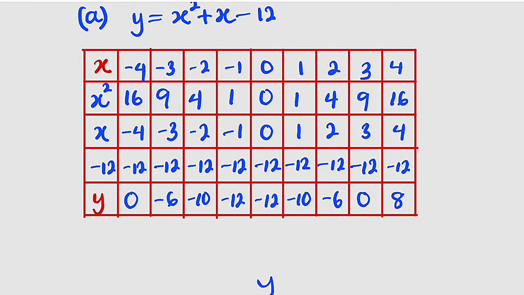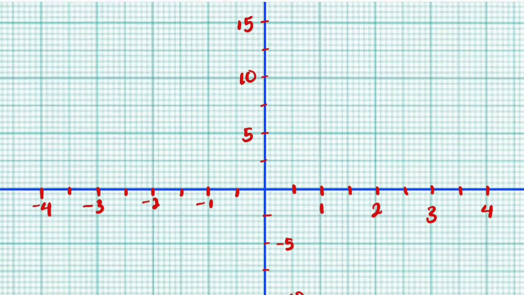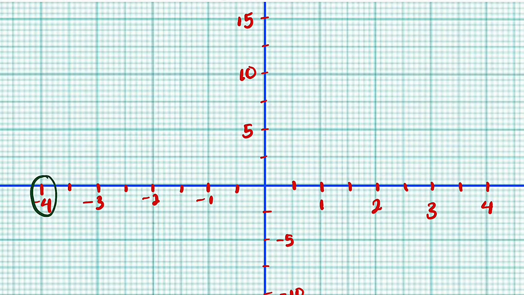Already we have our table here. So what happened when x is -4, y is 0? So that is what we need to locate. -4, 0. This is -4. Where is y equal to 0? Exactly on the point. So that is on the line horizontally.